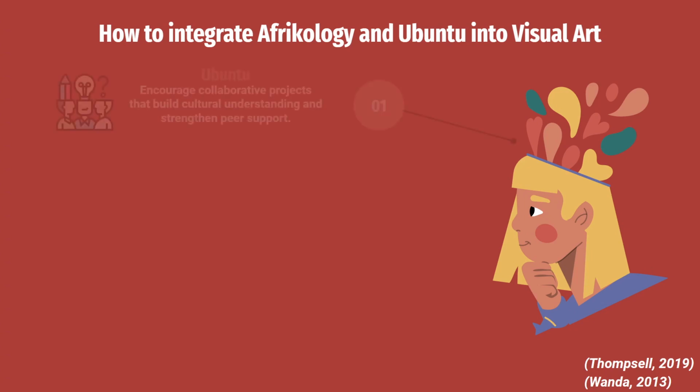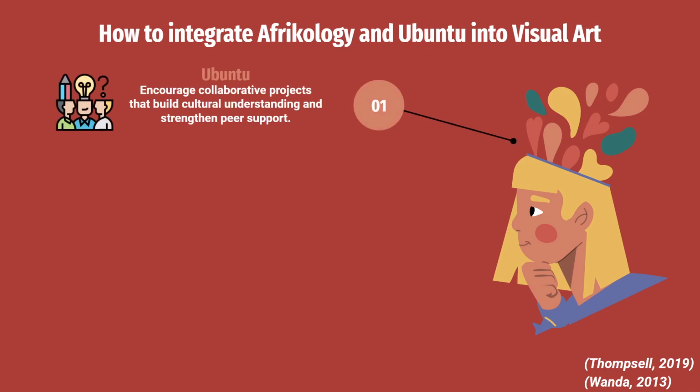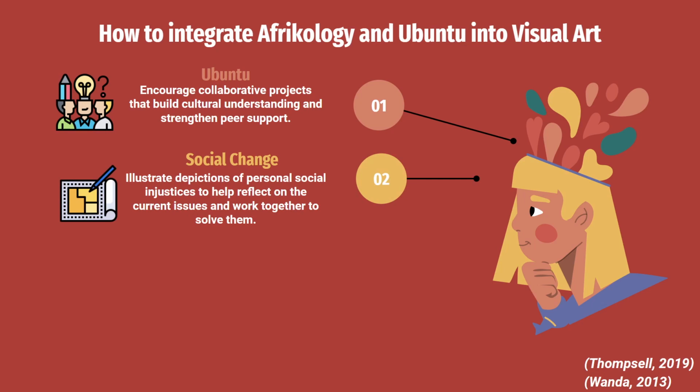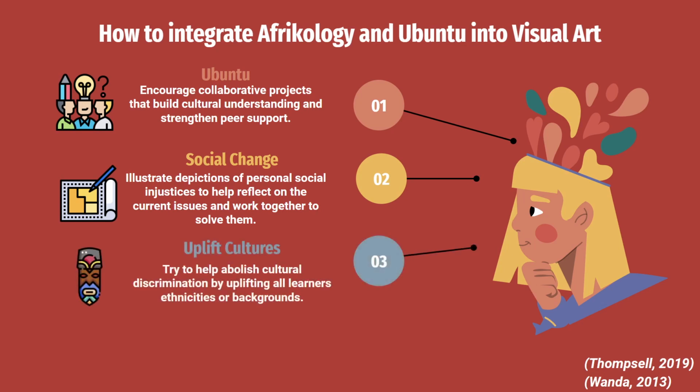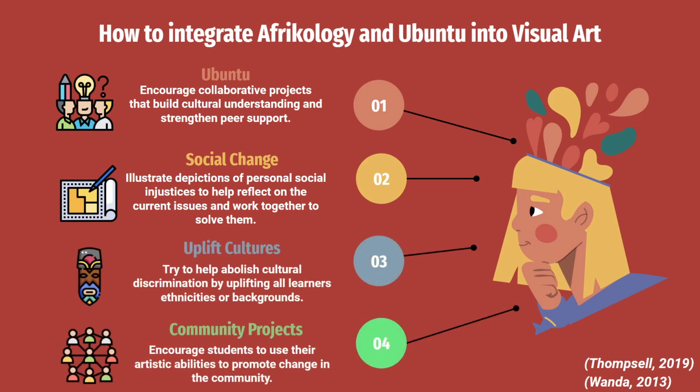Firstly, use collaborative projects to build cultural understanding and strengthen peer support. Secondly, have students illustrate socio-economic issues and create a class discussion on how to solve them. Thirdly, abolish discrimination by uplifting cultures. And finally, have the students partake in community projects to promote change by using their artistic skills.